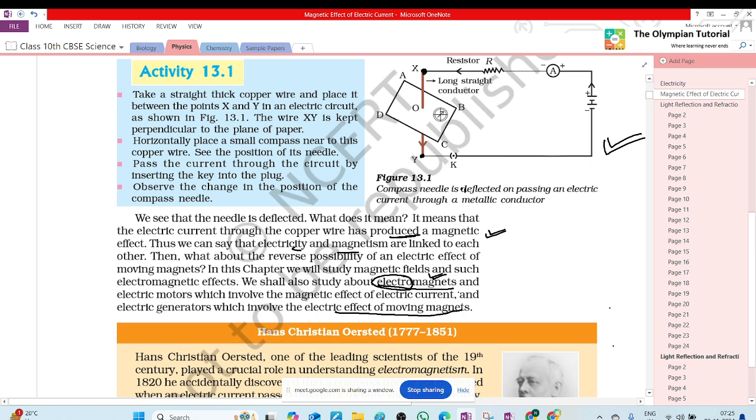I have to check that, but according to me, these topics are removed from the chapter, from the syllabus. Electric generators or electric motors. Yes, ma'am, they are removed.